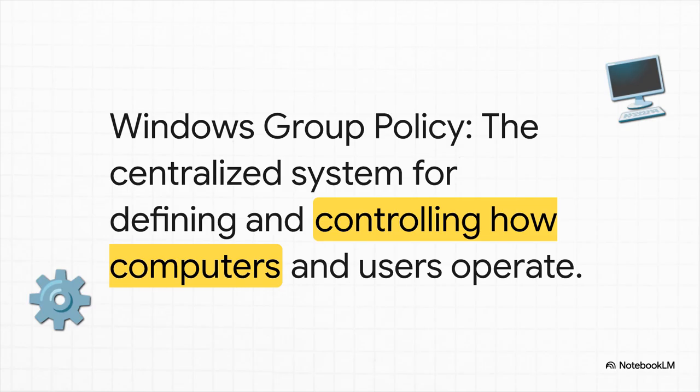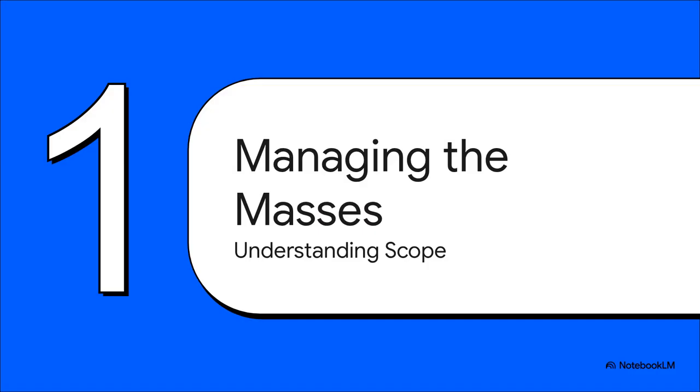Well, the answer is this really elegant and honestly incredibly powerful framework that's built right into Windows. And that answer is Windows Group Policy. Think of it like this centralized command center that lets organizations define and control pretty much everything about how computers and users operate. It really is the secret sauce for managing the masses. So, the big question is, how does this thing actually work?